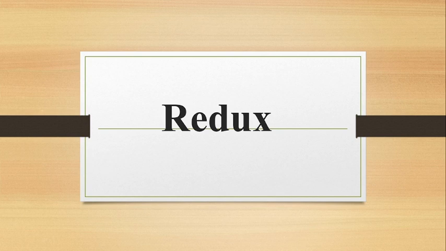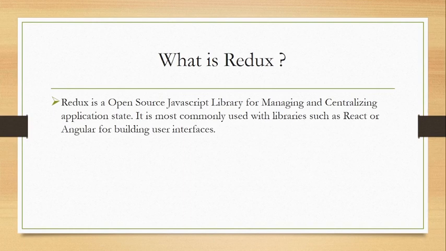First, what is Redux? Redux is an open source JavaScript library for managing and centralizing application state. Means every application has lots of state. Redux is used for managing those states. It is most commonly used with libraries such as React or Angular for building user interface. Mainly Redux is used for front end, not back end.